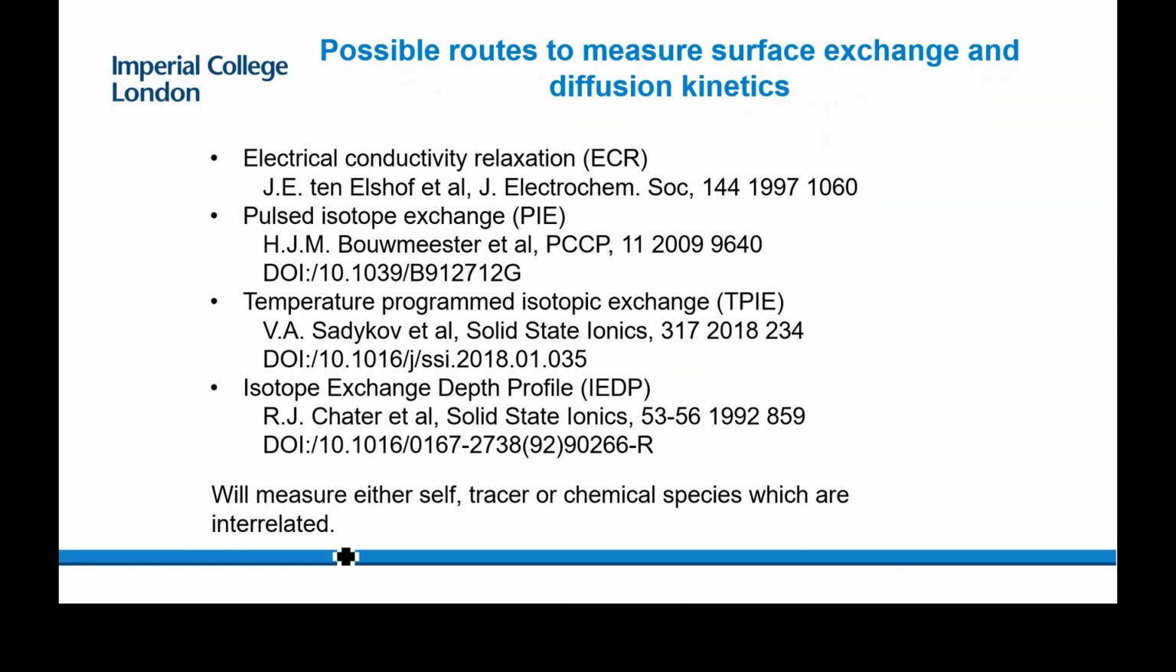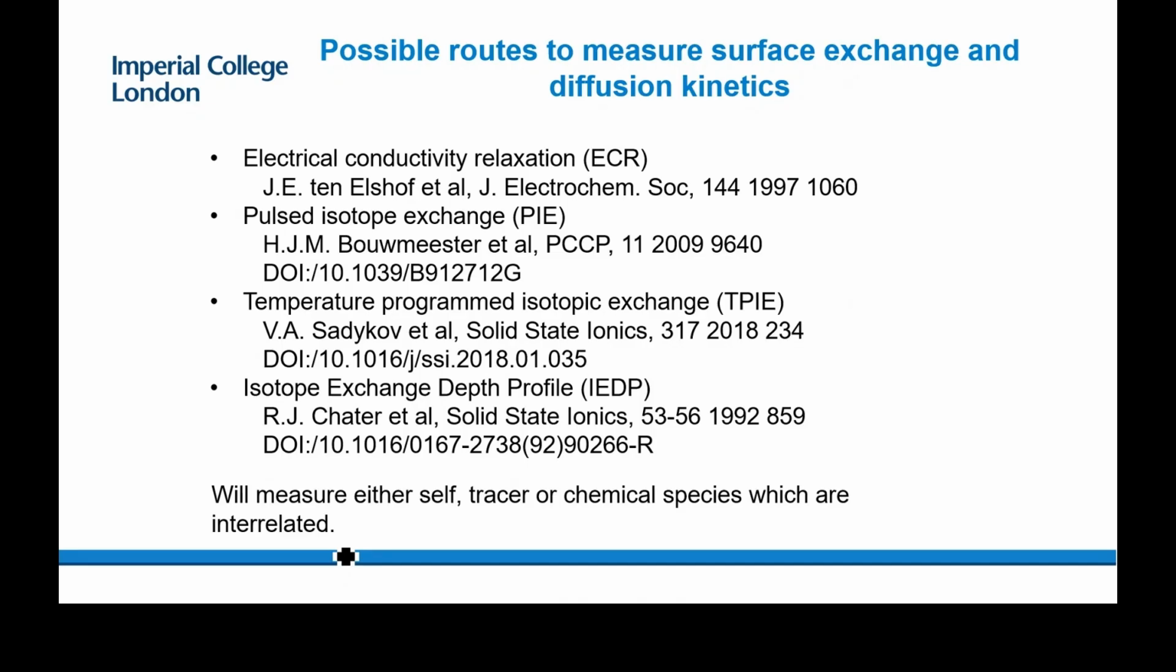You can do a pulsed isotope exchange, and the pulsed isotope exchange does exactly what it says on the tin. You have a catalyst bed effectively, and you put in a pulse of oxygen-18, and you watch the mass spec response. And you put another pulse in, and you start to see responses. That gives you information about the surface exchange coefficient only. It doesn't give you information about the diffusivity.